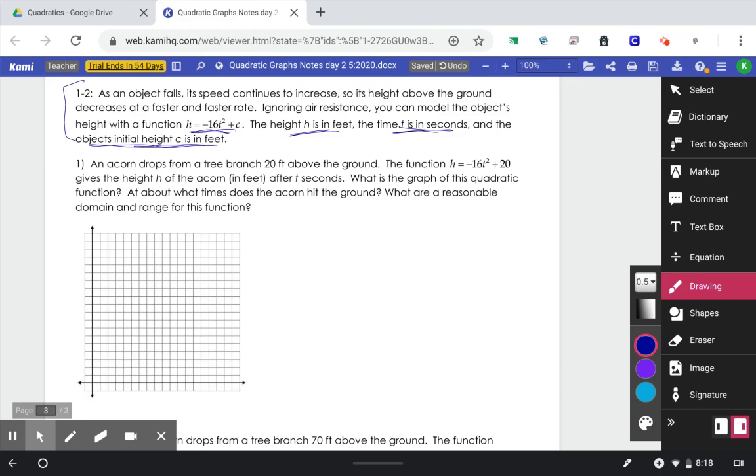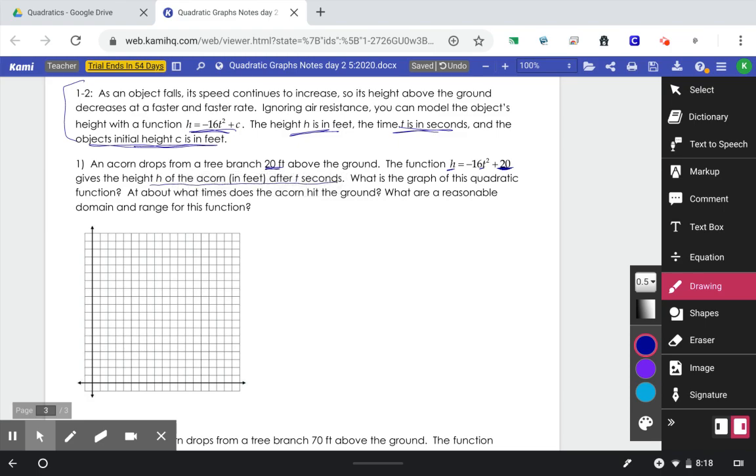All right, so if we look at number 1, it says an acorn drops from a tree branch 20 feet above the ground. So we are going to have our function. Here's the height equals negative 16 times t squared plus 20. Now see how C became positive 20? Because we are dropping it from 20 feet above the ground. All right, it gives the height of the acorn in feet after t seconds.